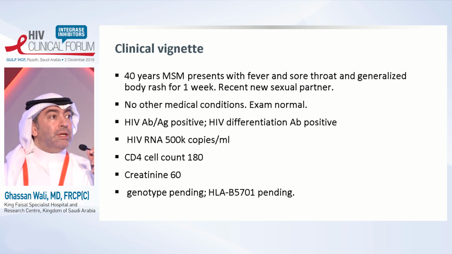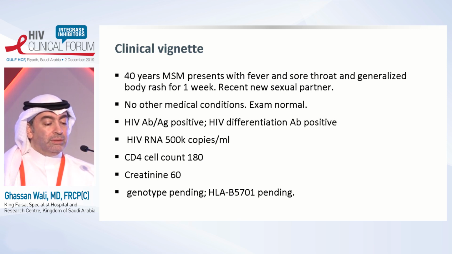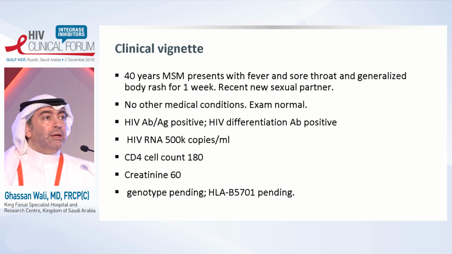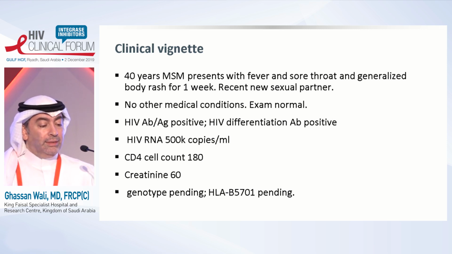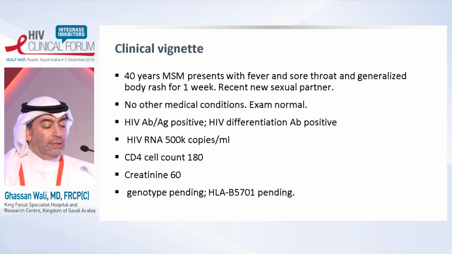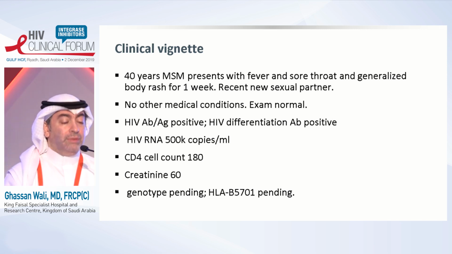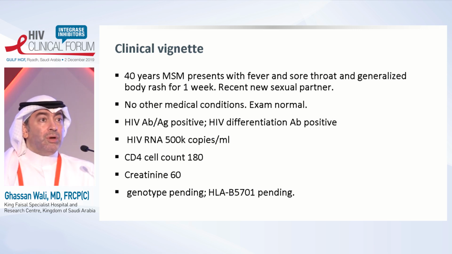So starting with the first case, this is a young patient who's MSM and presented with fever, sore throat, and generalized body rash for a week. He reported a recent sexual partner. His medical history was otherwise normal, and when he presented, he had a quick HIV testing that came back positive. His HIV RNA came back at 500,000 copies per ml. His CD4 count was 180.